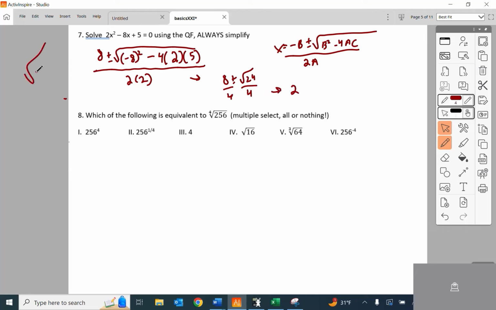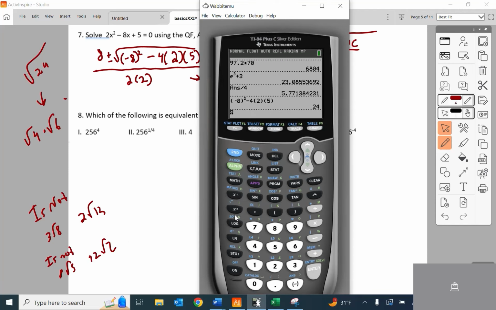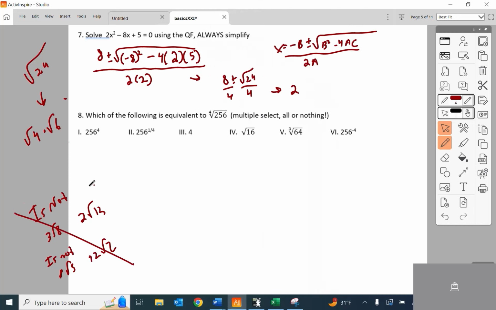Now root 24 could be thought of as root 4 times root 6. It is not something like 3 root 8. It is not something like 8 root 3 or 2 root 12 or 12 root 2. None of those work. Some of y'all write stuff down and it doesn't make any sense. This is root 24 as a decimal. Some of y'all will write 3 root 8. They're not the same. None of these are correct.